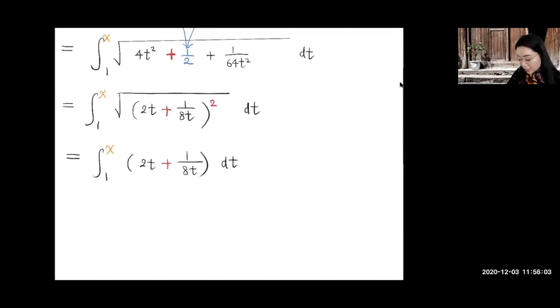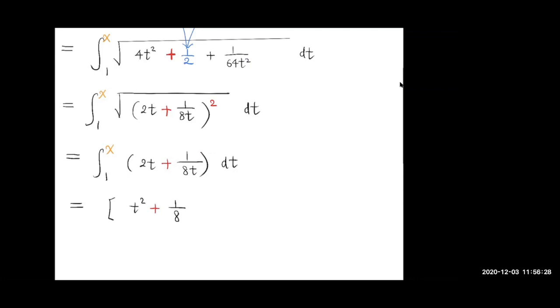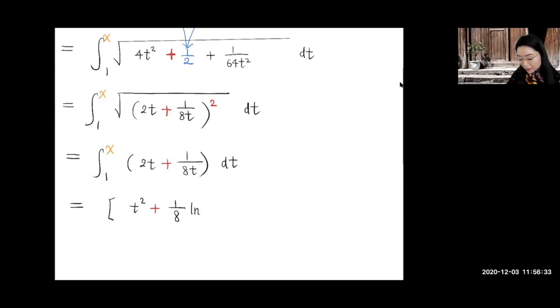Okay, now we can take the antiderivative term by term, okay? So the antiderivative of 2t is t squared, okay? And then 1/8 is a constant multiple, so 1/8. What's the antiderivative of 1 over t? Natural log of absolute value, or just natural log of t. Yeah, natural log of absolute value of t. It's good to put the absolute value there. Sometimes it's important, okay? So ln of t, t here goes from 1 to x.